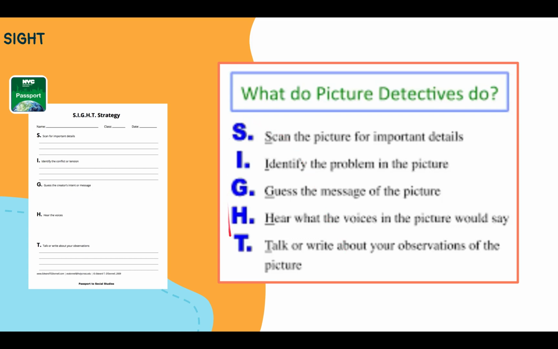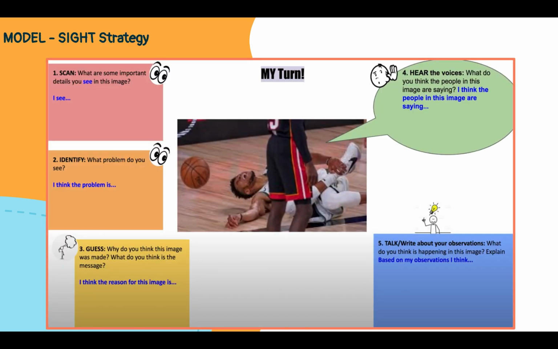This altogether spells SIGHT. And you might receive a handout that looks like this because this is what the Passport to Social Studies curriculum gives us to use when we're looking at pictures. So let's try it out. Let's look at a picture together and let's use SIGHT in order to identify the most important things about that picture.